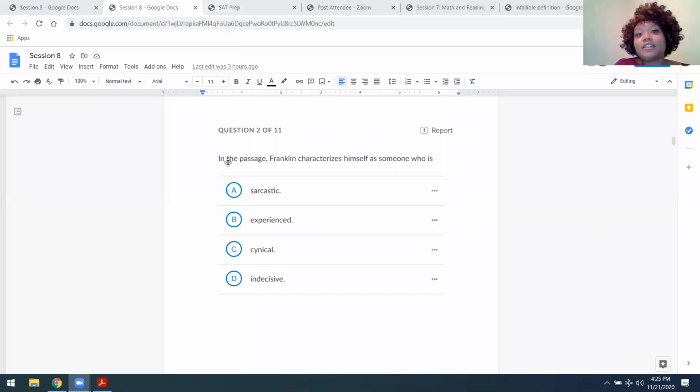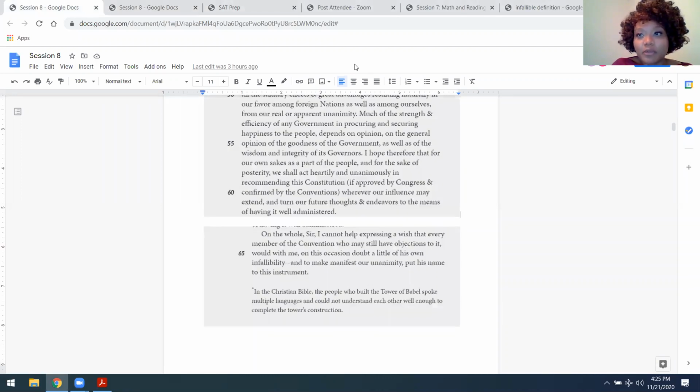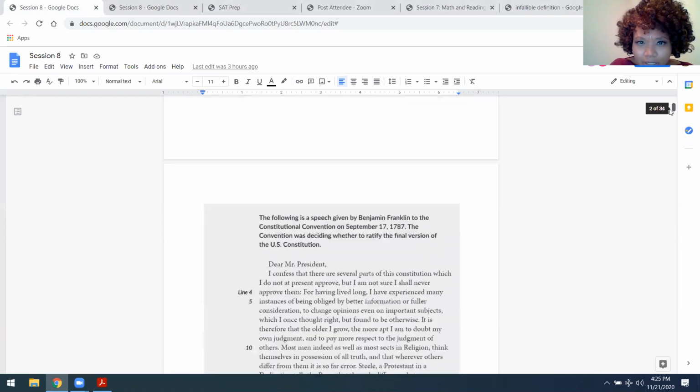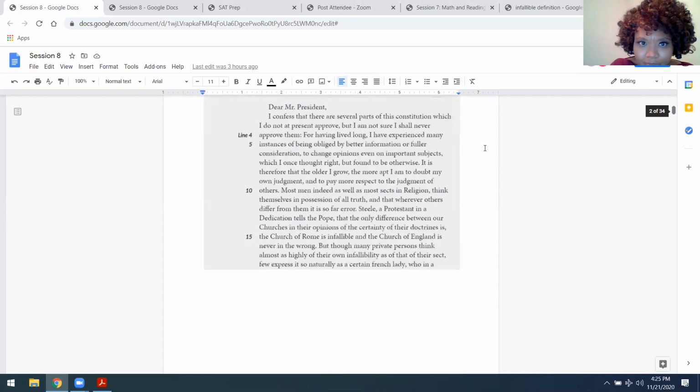The question asks, in the passage, Franklin characterizes himself as someone who is sarcastic, experienced, cynical, or indecisive. So right there, yes, those are very easy to eliminate. We're going to refer to when he was referring to himself, and look at that portion. There were a couple of times when he was referring to himself, but it was at key points. So let's see.